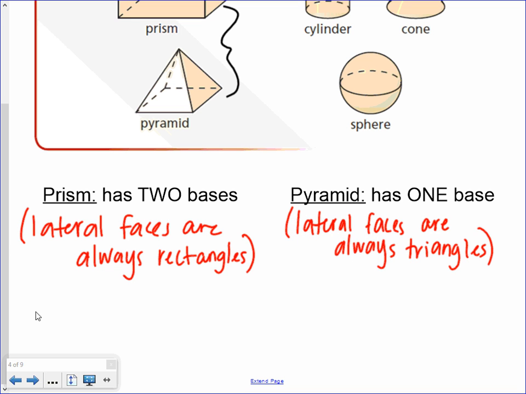Okay, but prisms have 2 bases, pyramids have 1. Now, base is not a synonym for bottom. So the base does not have to be top and bottom. The base could be left and right. It could be in the front and the back. But prisms always have 2 bases, and pyramids always have 1. And then for pyramids, the rest of their sides all meet at a corner point, like a vertex.